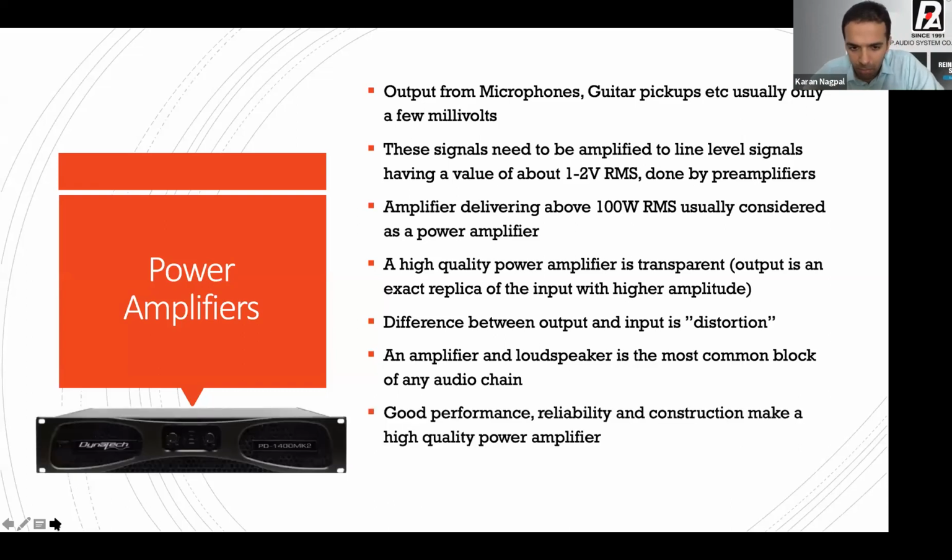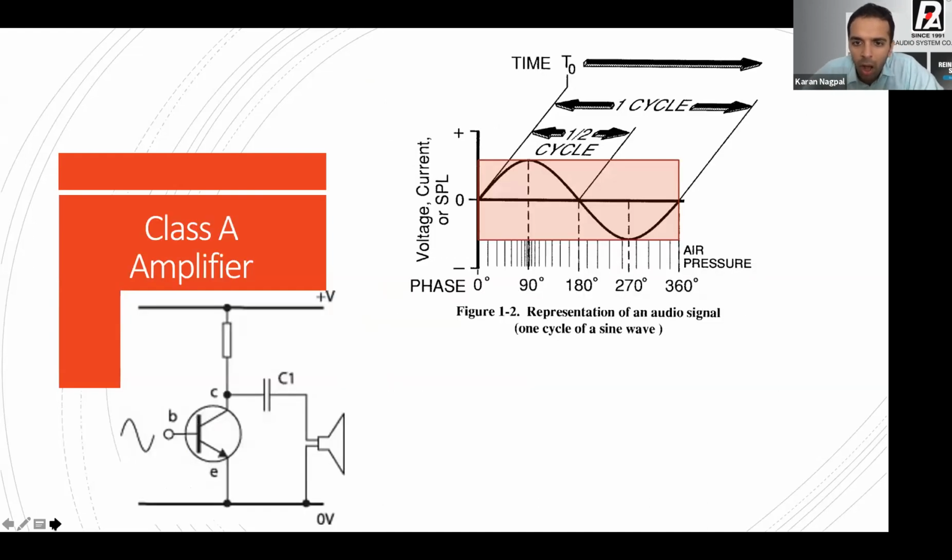And then again, good performance, reliability, and construction, these factors go into making a good high quality power amplifier. It's not just one thing. So I'm going to try and get into different amplifier classes so that everyone understands. What you see in specification sheets is that we're using class A, class B, class AB, class G, class H, class T, class D. Everyone comes up with different classes, and it's not like different classrooms of a school, division A, division B, but basically this is something that's universally used.